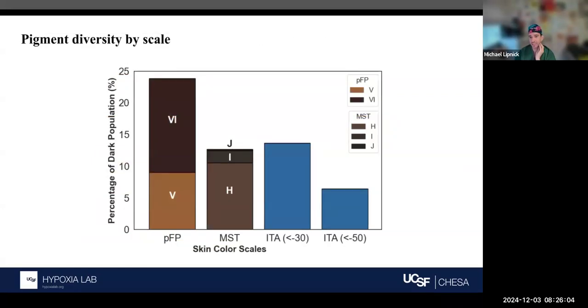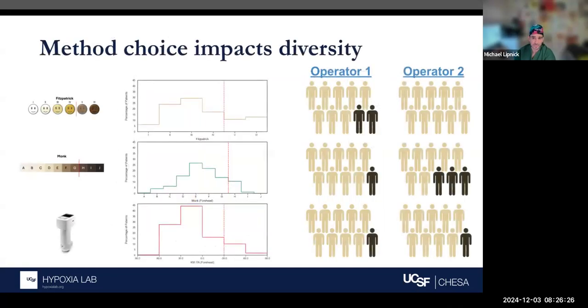So here with Fitzpatrick, the percent of the population is again closer to 25%. With Monk and with ITA less than -30, the bins are between 10 and 15%. If we add this ITA less than -50, that group in particular is quite underrepresented, or minimally represented in this cohort, at closer to 5%. Next slide, please.